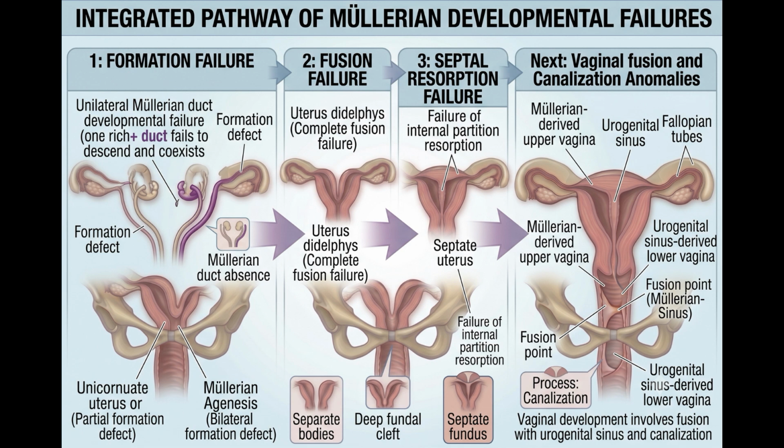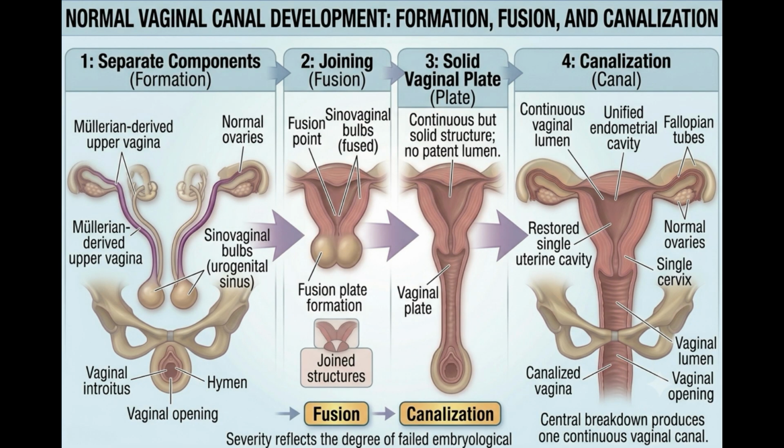Until now, we have focused primarily on developmental abnormalities of the uterus. The vagina, however, has a more complex embryological origin. As discussed in the previous module, the upper one-third of the vagina develops from the fused Müllerian ducts, while the lower two-thirds develop from the sinovaginal bulbs, which arise from the urogenital sinus. For a normal vaginal canal to form, these embryological components must not only develop correctly, but also fuse and subsequently undergo canalization. Failure of any of these developmental events gives rise to congenital vaginal anomalies.